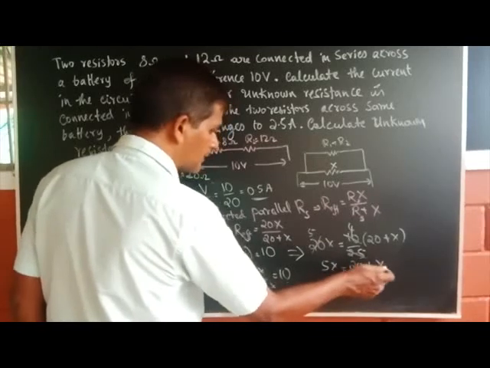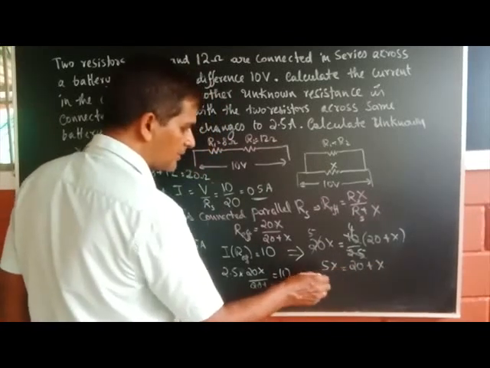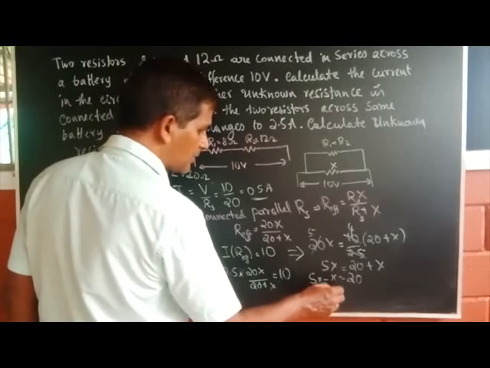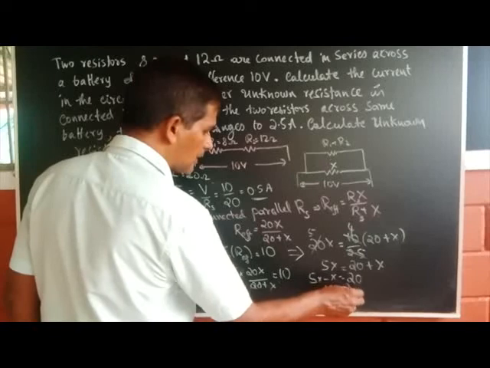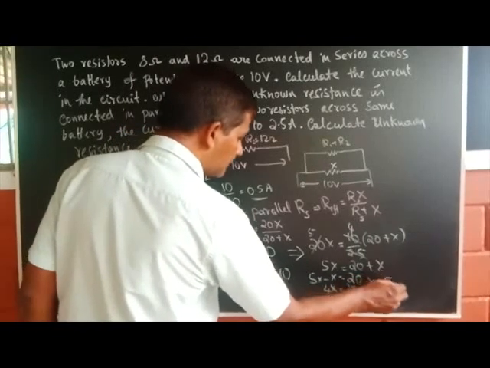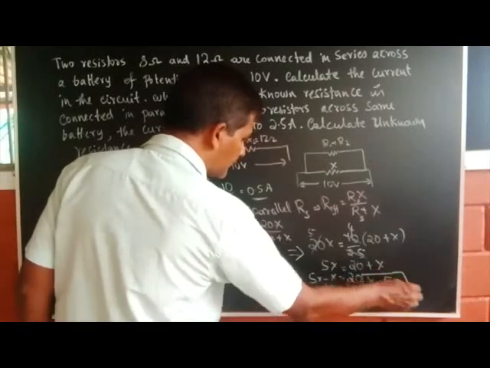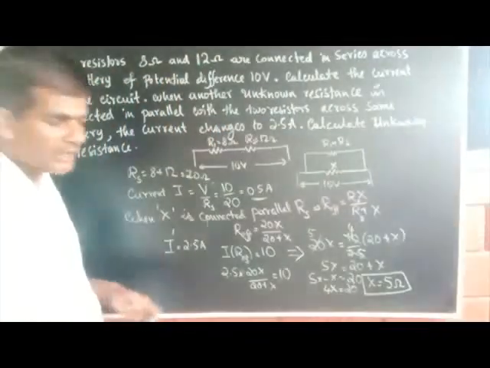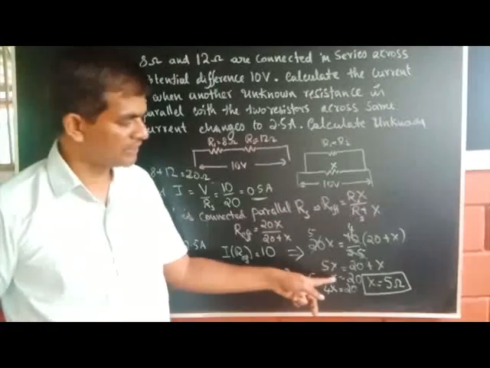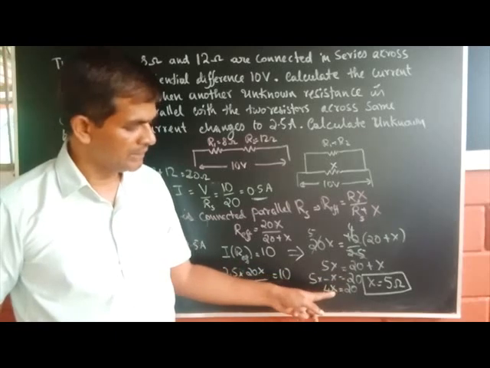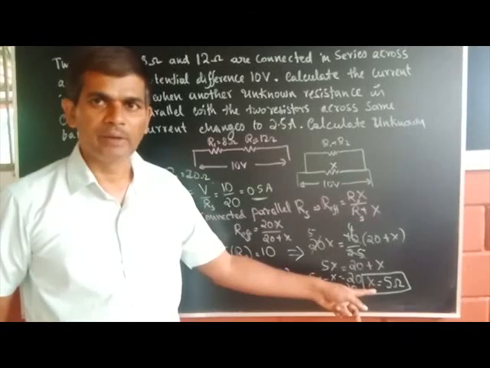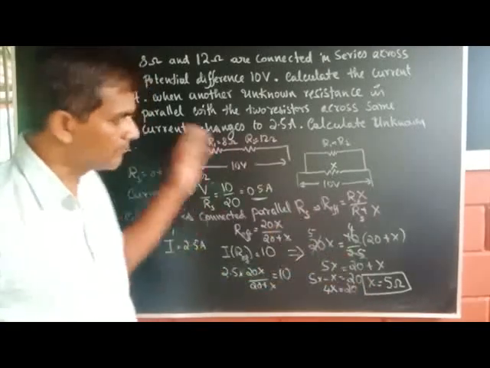X I will bring to this side, then 5X minus X is equal to 20, or 4X is equal to 20. X is equal to 20 divided by 4, that is 5. This is the value of the unknown resistance we get from this problem.